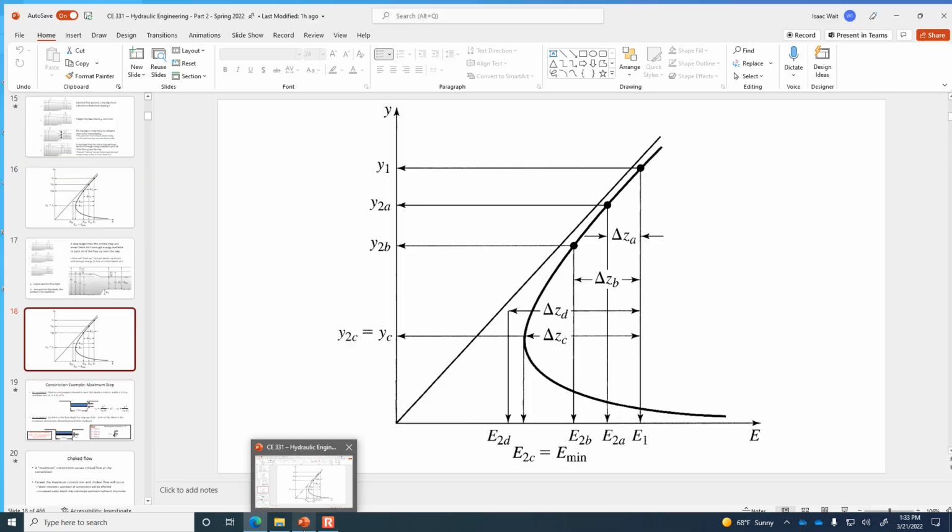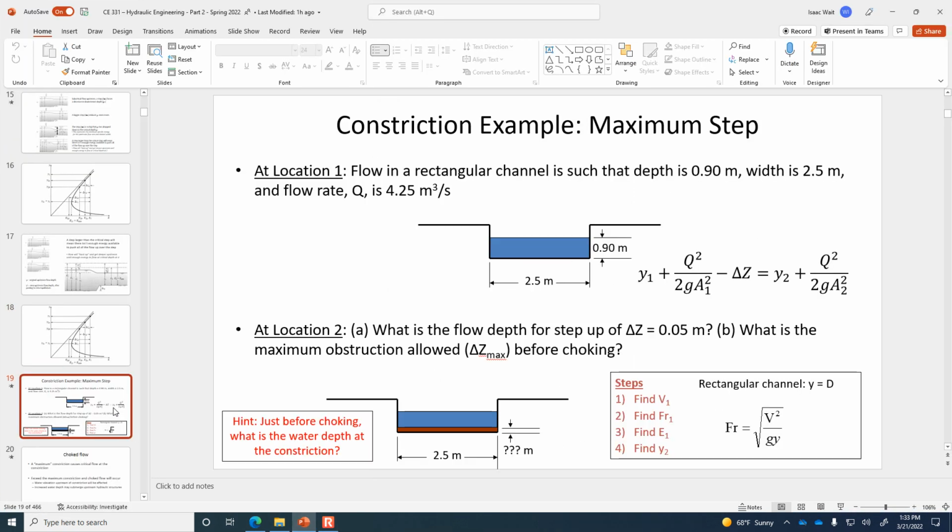All right. So if we have critical conditions over the obstruction, then that tells us a lot, because we can calculate Yc using the flow per unit width squared divided by g, to the 1/3 power. And remember, this is only valid when you have a rectangular channel. We do. If you don't have a rectangular channel, then you have to calculate the critical depth using the full Froude number equation. But for our purposes, this is fine. The flow per unit width, lowercase q, is just going to be the 4.25 cubic meters per second divided by the 2.5 meter width of the channel. So that's 1.7 meters squared per second.